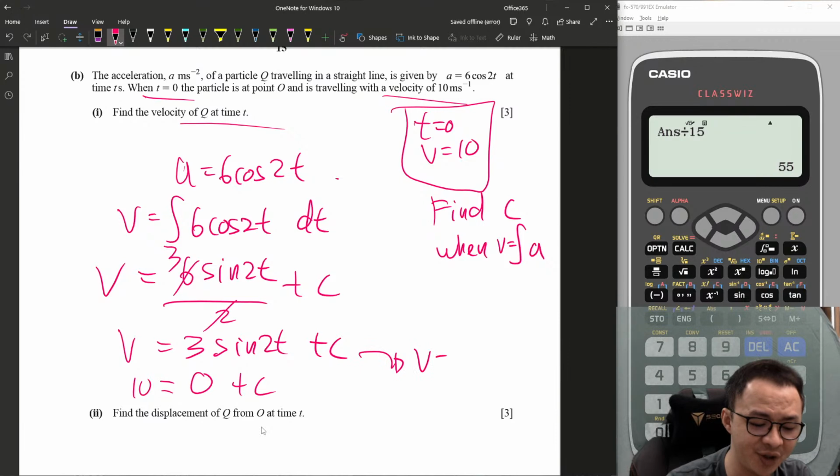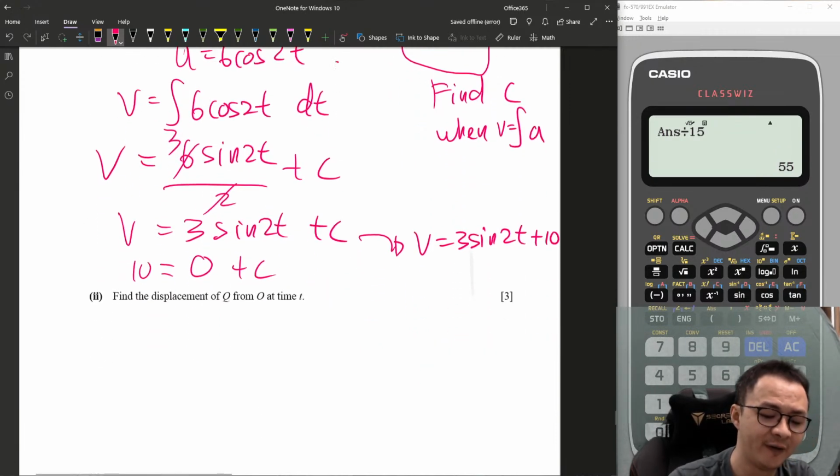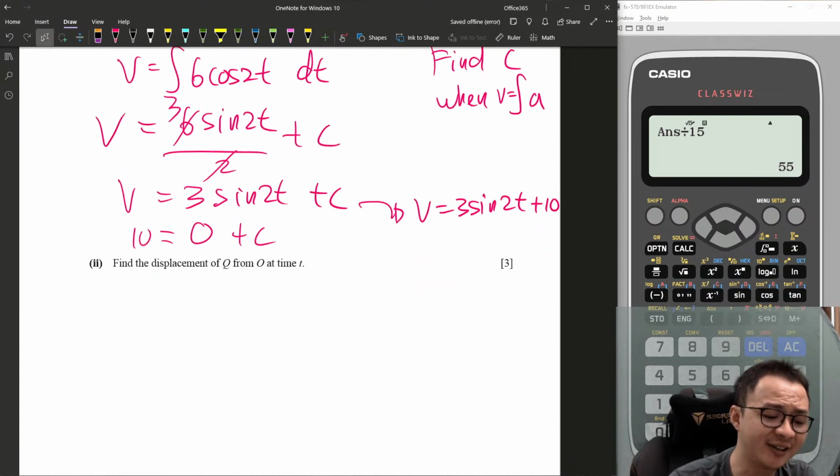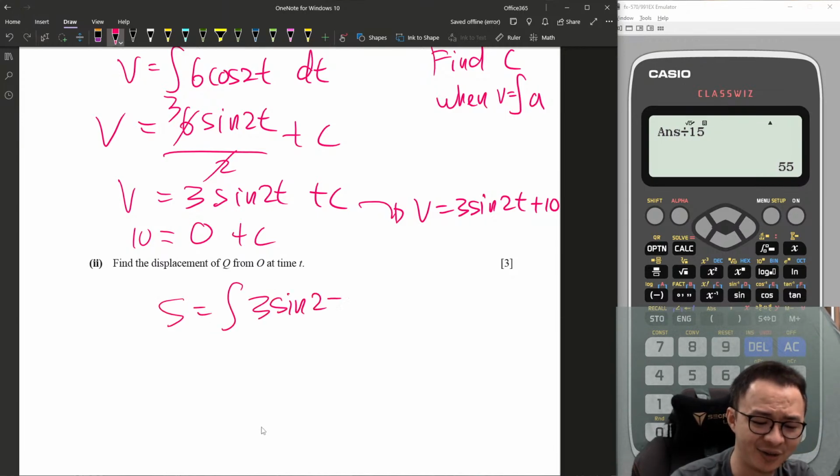So we rewrite the whole equation: 3 sin 2t plus 10. This is your velocity equation. How many marks? 3 marks, easy peasy. Next, find the displacement of Q from O. Just find s. Oh my god, I thought they were going to give us some hard questions. Who knows, they just give us some easy stuff.